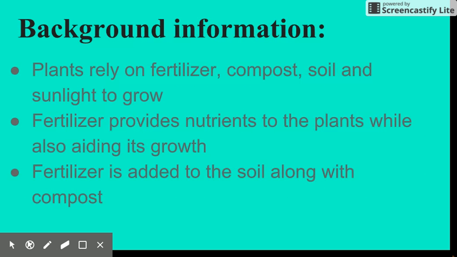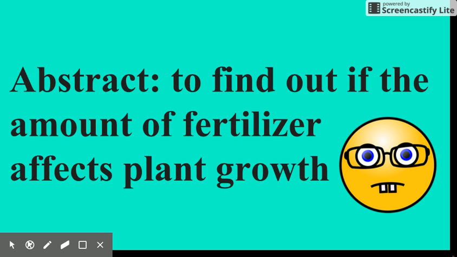Some background information you need to know is that plants rely on fertilizer, compost, soil, and sunlight to grow. Fertilizer provides nutrients to the plants while also aiding its growth, and soil is composed of fertilizer along with compost. The abstract of this experiment is to find out if the amount of fertilizer affects plant growth.